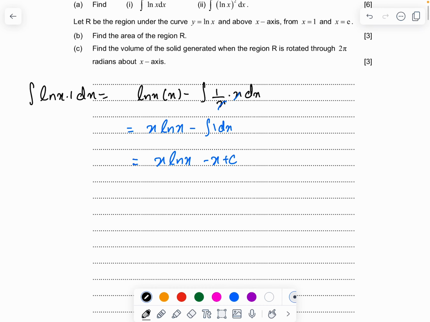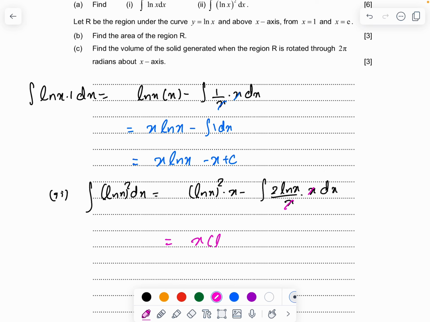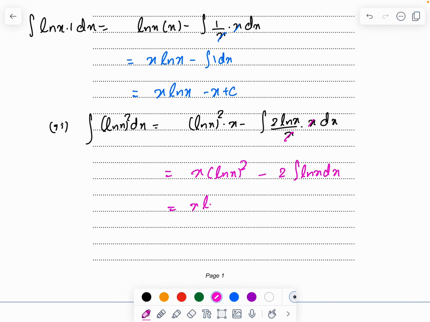Now in the second part, integral of ln x whole square dx. So again, first function ln x whole square times x minus integral of 2 ln x, the derivative, is 2 ln x upon x times x dx. Now what does that become? x and x get cancelled. So what do I get? x times ln x whole square minus 2 times integral of ln x dx. What is the ln x integral? Just now we have proved ln x integral as x ln x minus x plus c. You can leave it out over here.